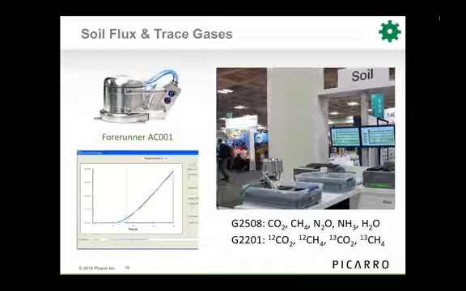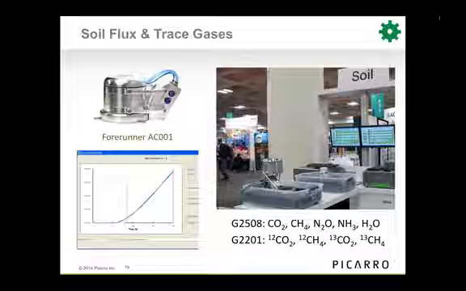So this is a typical static flux chamber. It goes up and down and measures flux at a given interval. And that can be used with the 2508. So you can measure the 5 species: CO2, methane, nitrous oxide, ammonia, and water vapor. And you can also use it with the 2201, measuring methane and CO2, and their isotopologues.